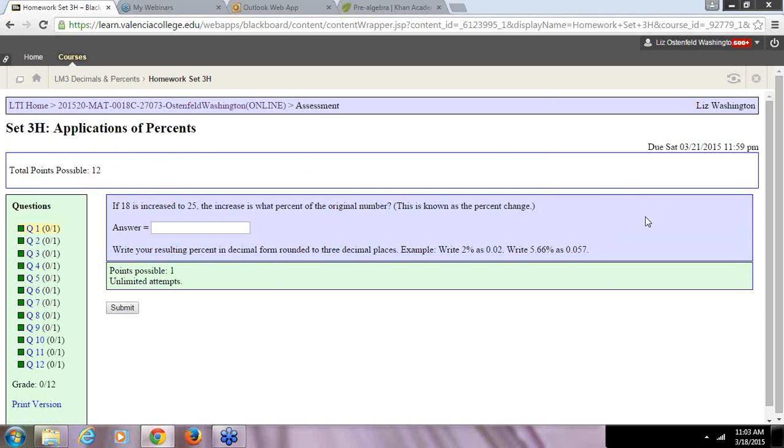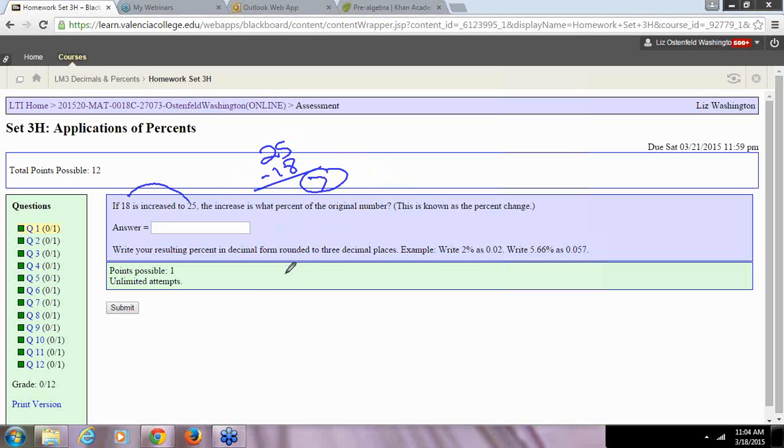Okay, so in this one it says 18 is increased to 25. The increase is what percent of the original number. So what you want to do here is, first thing, find out the difference between 18 and 25. So you want to subtract them. Okay, you're going to get 7.